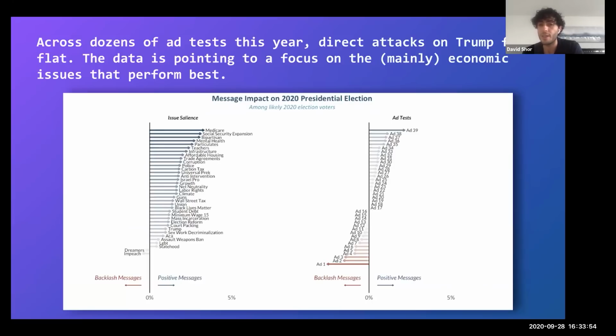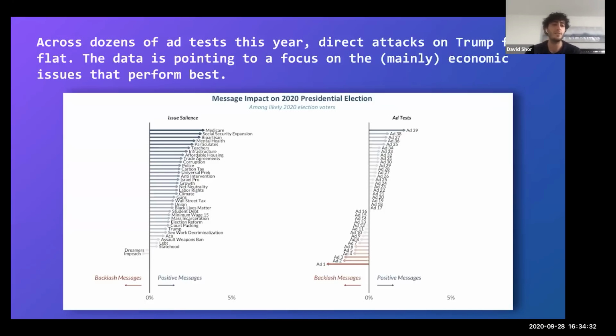And the other are ad tests, which are various attacks against Donald Trump. And basically what you can see is that talking about concrete issues that Democrats support on average does about 3 to 4 times better than attacks on Donald Trump. This is kind of the story of this election, that attacks on Donald Trump are very ineffective. People generally have pretty fixed views on Trump, but telling people the Democrats want to expand Social Security or that they want to hire more teachers still does move people and is a substantially better use of time than attacking Trump.